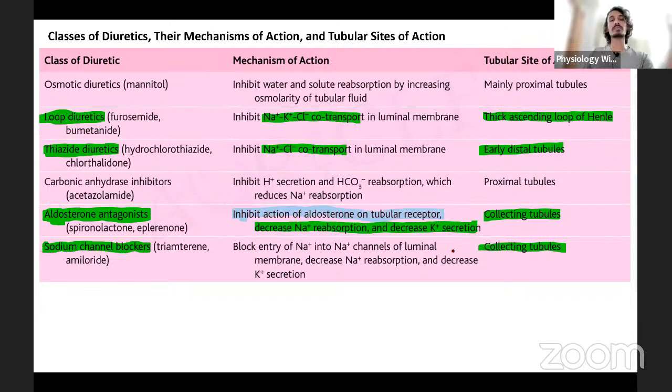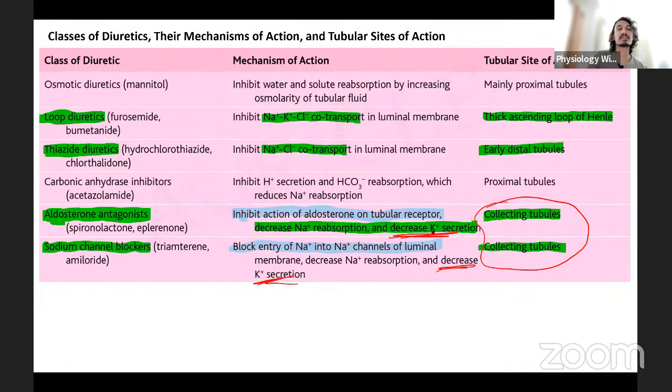Then we have sodium channel blockers, certain sodium channel blockers like amiloride and all. They block the entry of sodium into sodium channels. These are especially in the distal collecting tubules. Now, one peculiarity for these two is they decrease potassium secretion.